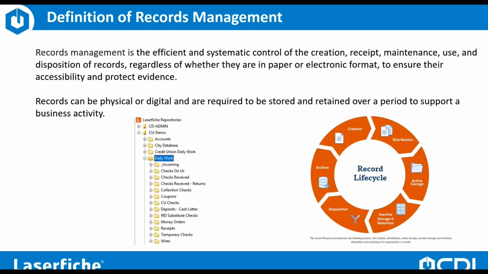Okay, let's begin with a definition of what records management is. Records management is the efficient and systematic control of the creation, receipt, maintenance, use, and disposition of records, regardless of whether they are paper or electronic format, to ensure their accessibility and to protect evidence. Records can be physical or digital and are required to be stored and retained over a period to support a business activity. For many credit unions, records management is implemented with just a folder structure, such as what I have on the screen here today.